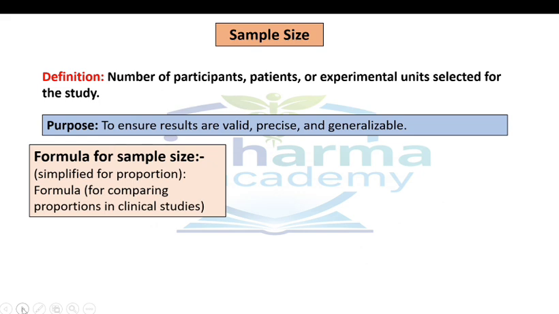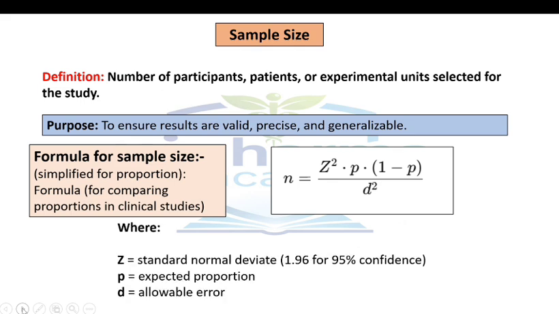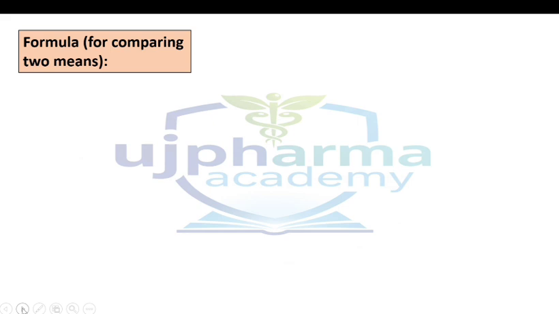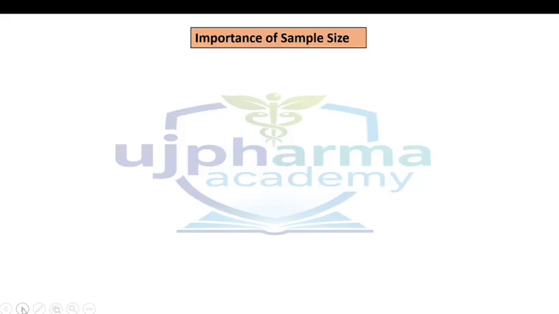And this formula of the sample size is simplified from the proportion formula for comparing proportions in clinical trials. The formula is n = Z² × p × (1 − p) / d², where Z is the standard normal deviate, p is the expected proportion, and d is the allowable error. Next is the formula for comparing two means: n = 2 × (Zα/2 + Zβ)² × σ² / d².